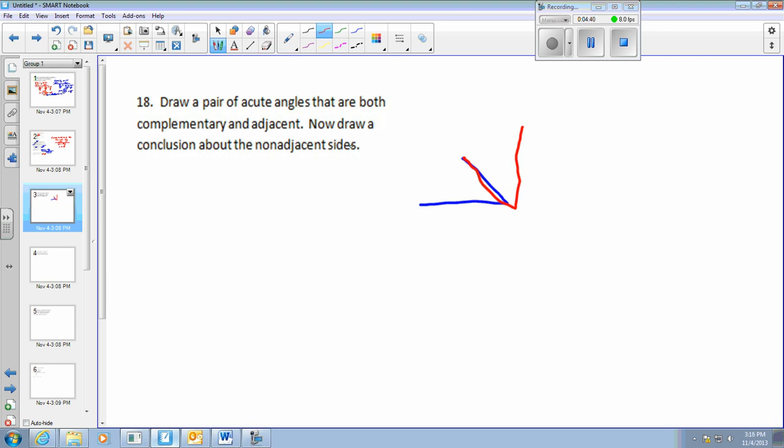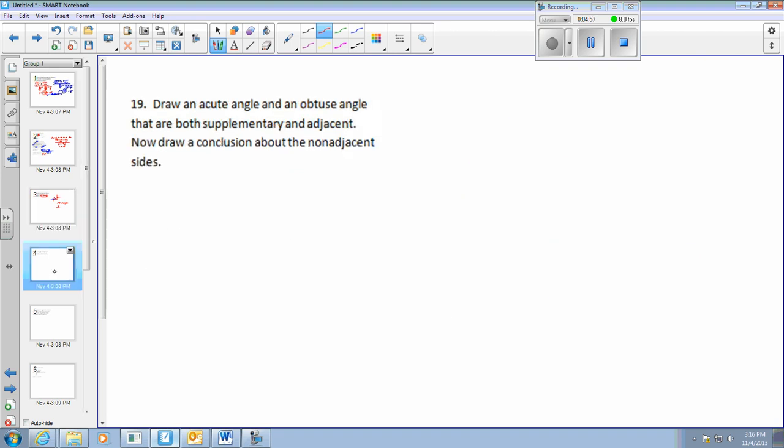And now I'm going to draw a conclusion about their non-adjacent sides. So they're talking about this side here and this side here. There's two things you could say. You could say they make a right angle, or you could say those sides are perpendicular.